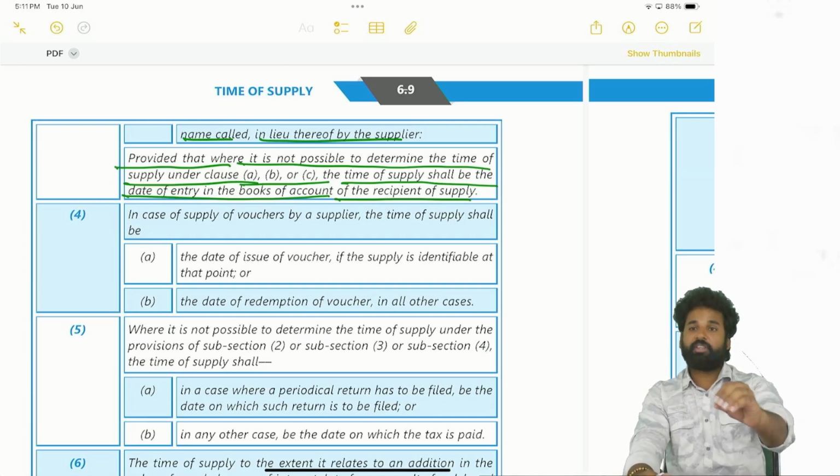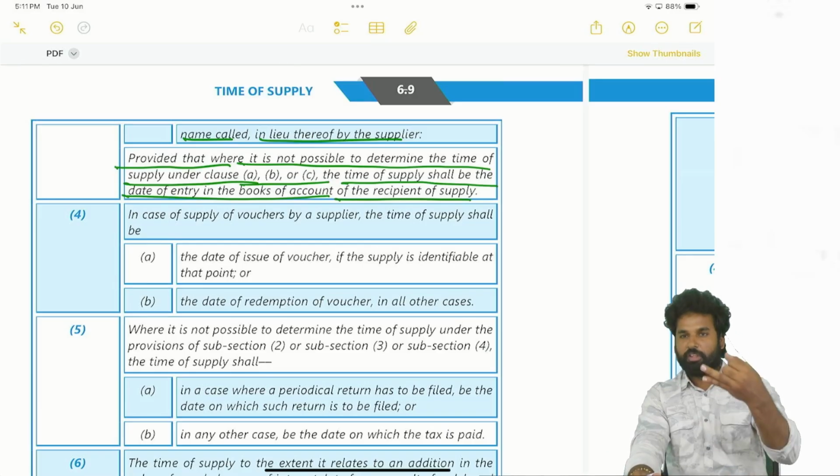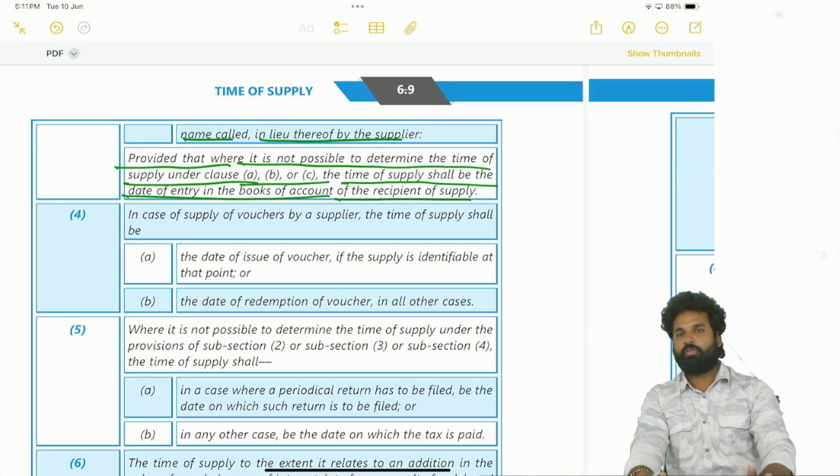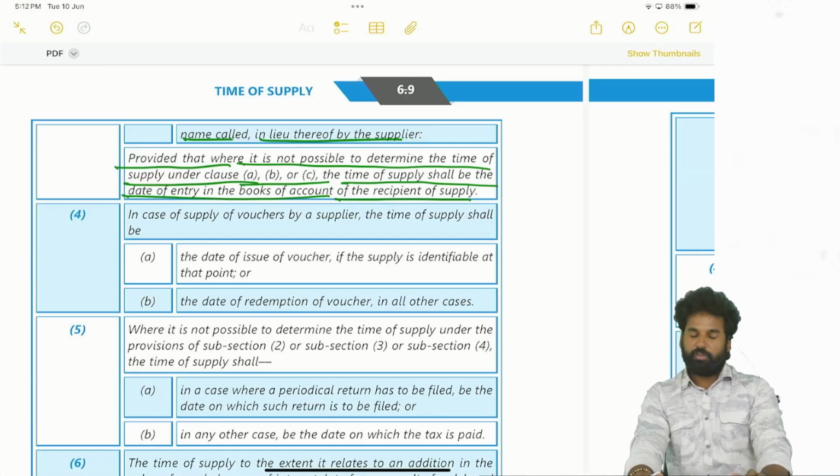If these dates are not known, if you don't have information with respect to the date of invoice, receipt of goods, or payment, in such cases the date of entry in the books of accounts on which the goods have been received will be the time of supply.